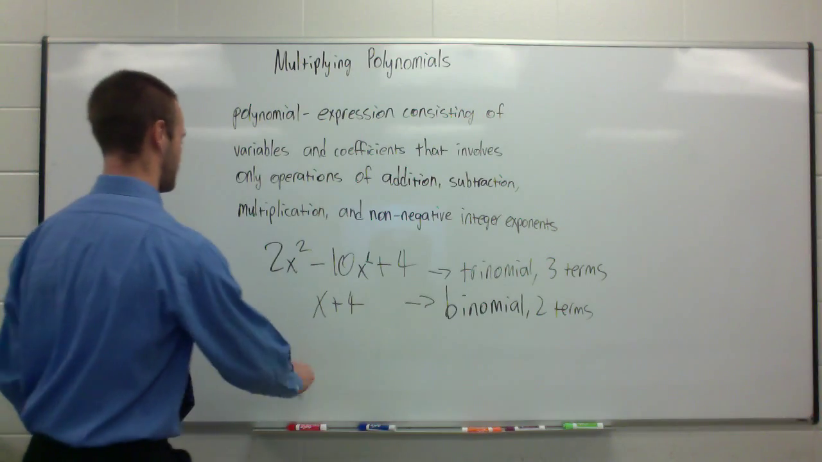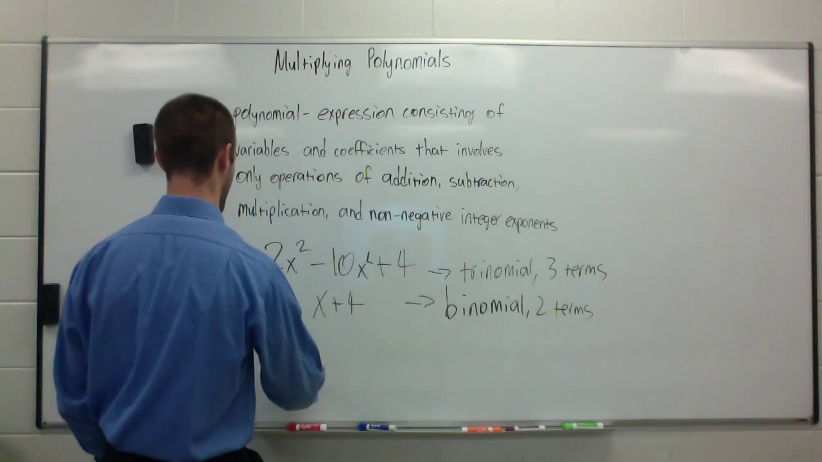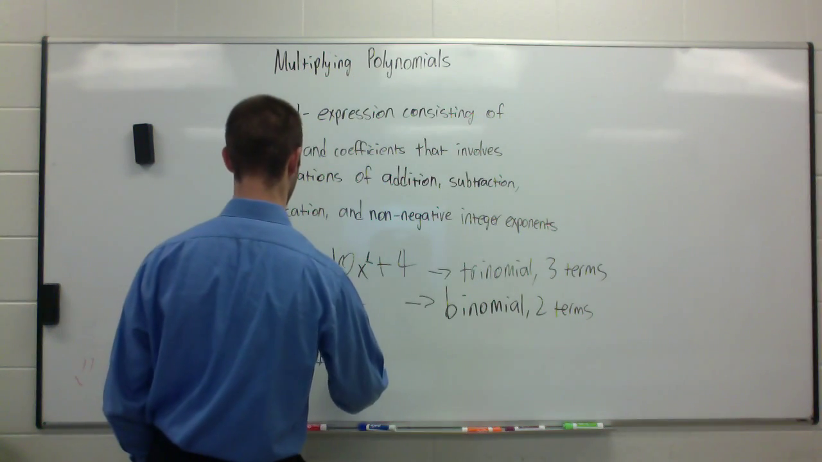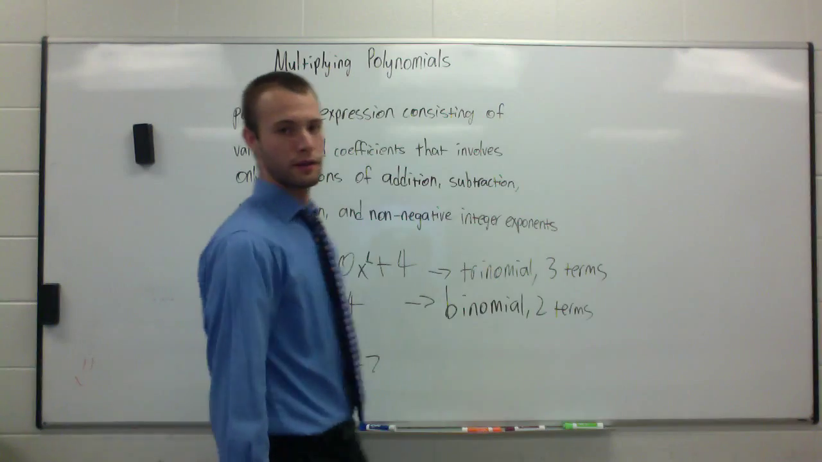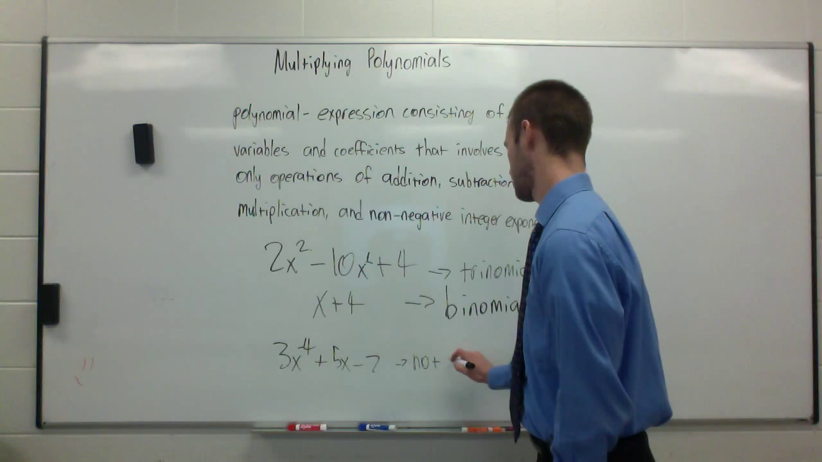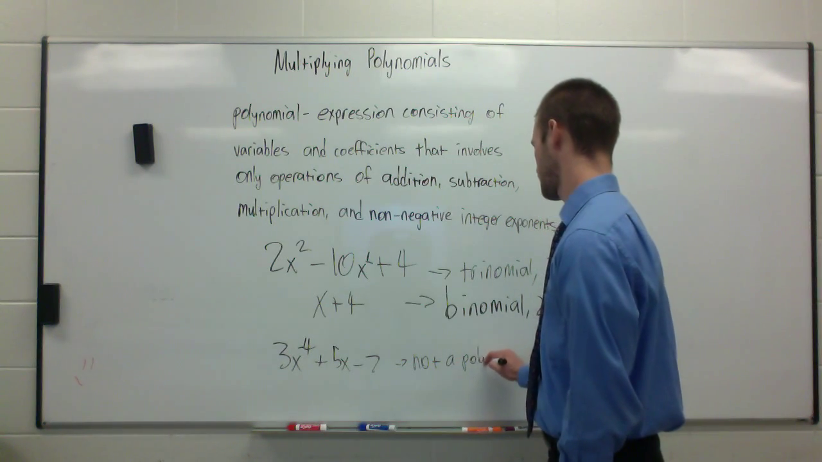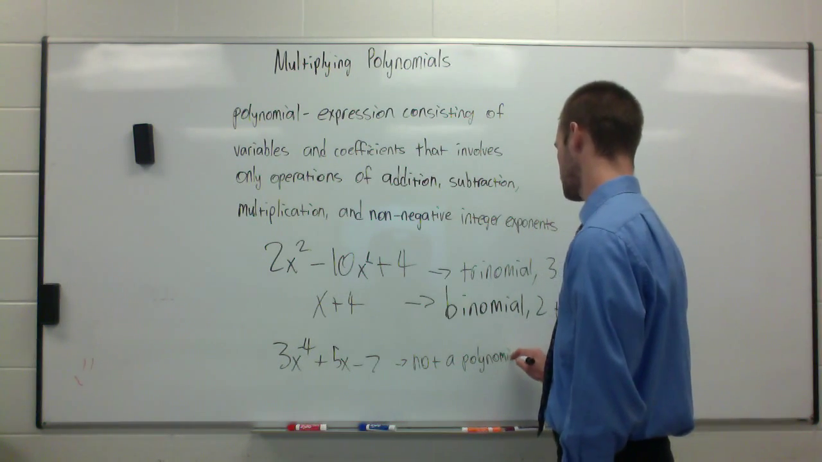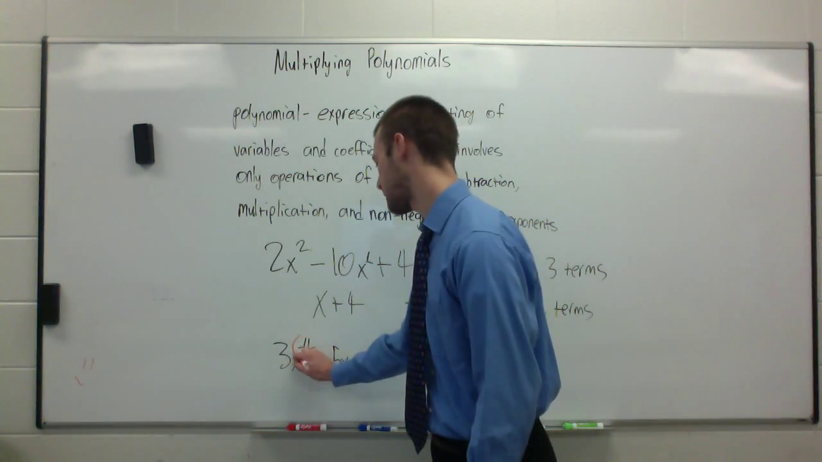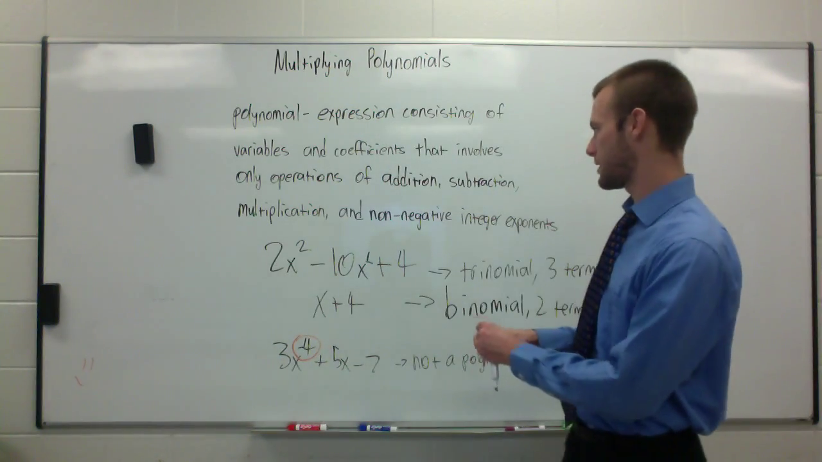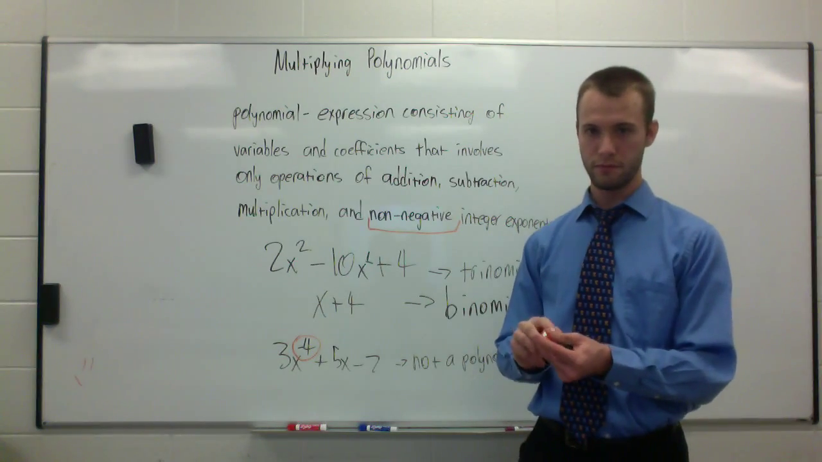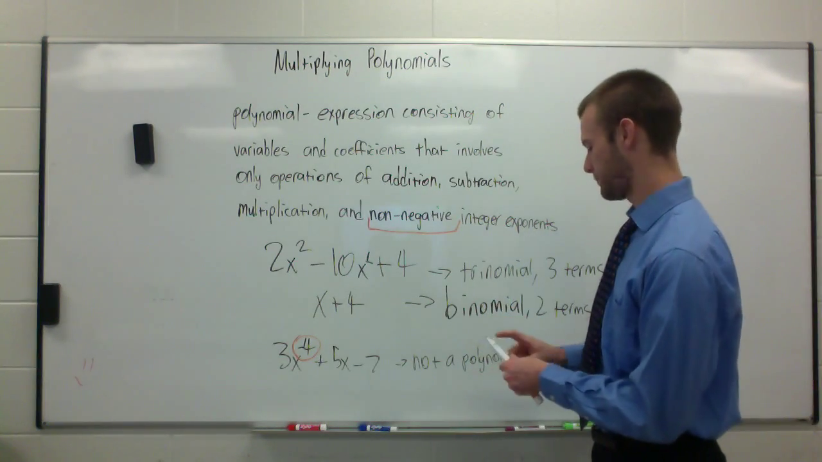But for example, let's say we had 3x to the negative 4th power plus 5x minus 7. This would not be a polynomial. And it is not a polynomial because we have x raised to a negative power. And in our definition, it says we can only have non-negative exponents. So, not a polynomial.